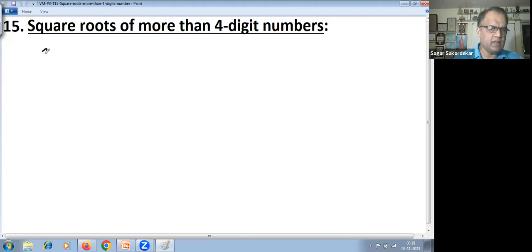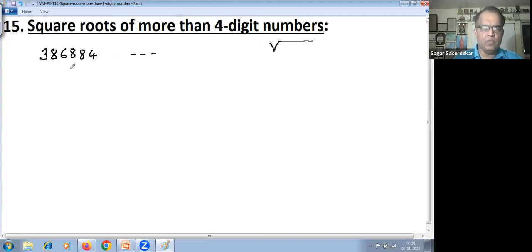Let's take the first example, 386884. Just for information, the square root symbol is like this, and you write the number inside the symbol, but we will just take the number as it is and find the square root of this. You already know that it will be 3 digit.